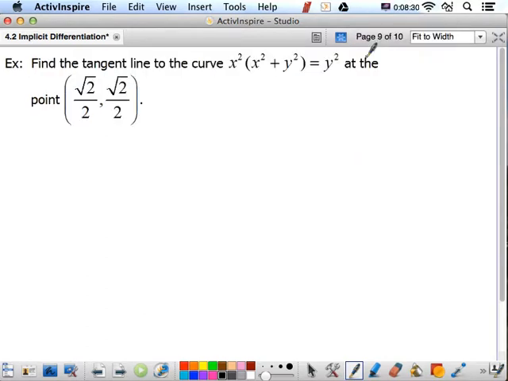For our final example, we want to find the tangent line. That means I'm going all the way to y equals mx plus b. To the curve x squared times x squared plus y squared equals y squared at the point square root of 2 over 2, comma, square root of 2 over 2. So in order to find the tangent line, I first have to find the derivative and then convert the derivative to a slope and then use the slope to substitute into point slope so that I can find the equation.